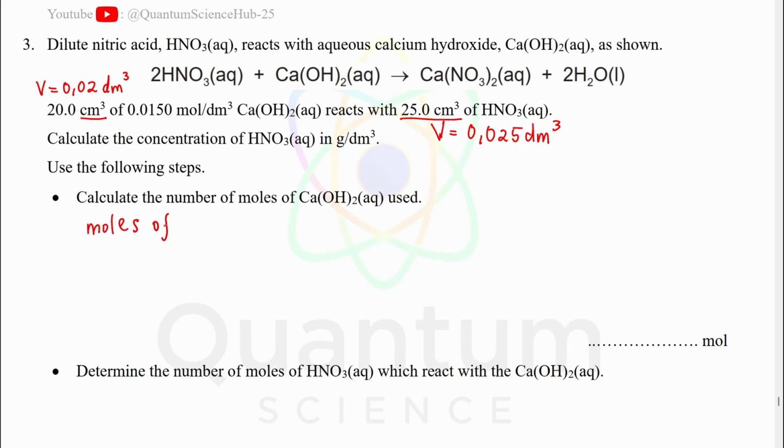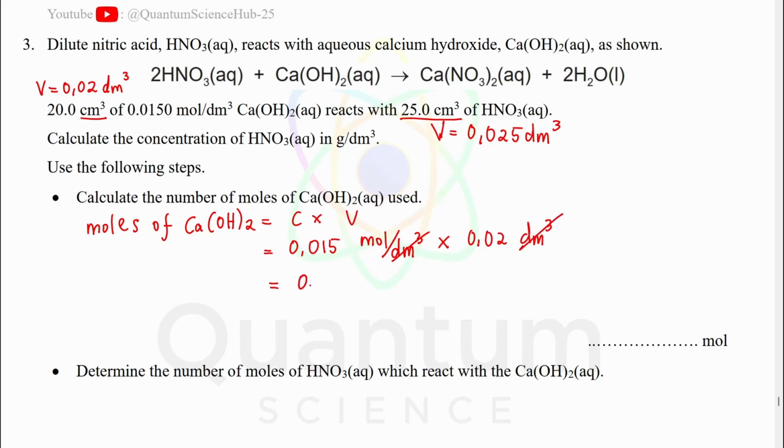So moles of Ca(OH)2 equals concentration times volume. So the concentration here is 0.015 mol/dm³ times 0.02 dm³. And we can cancel the dm³, which equals 0.0003 mole. So the answer here is 0.0003. Next, find the number of moles of HNO3 which react with the Ca(OH)2.